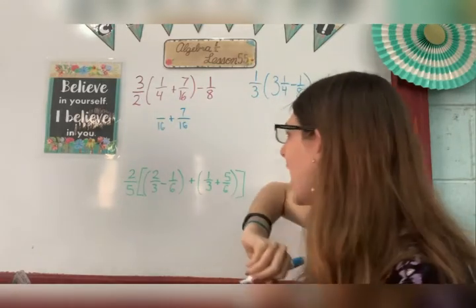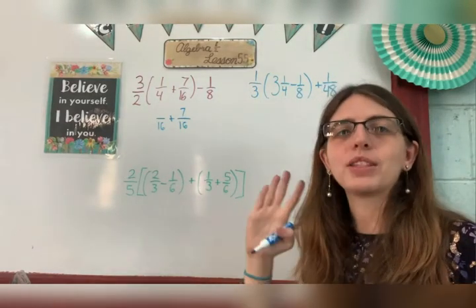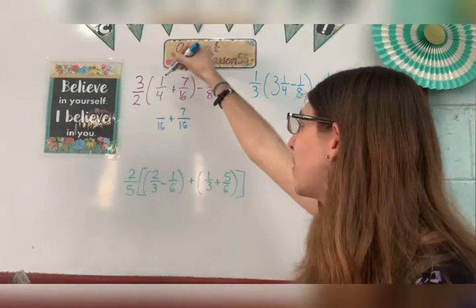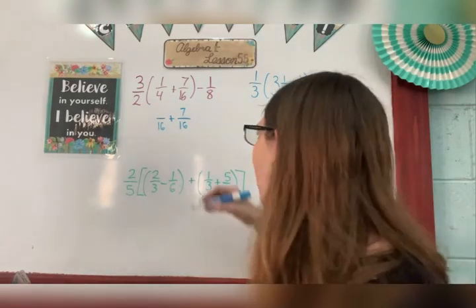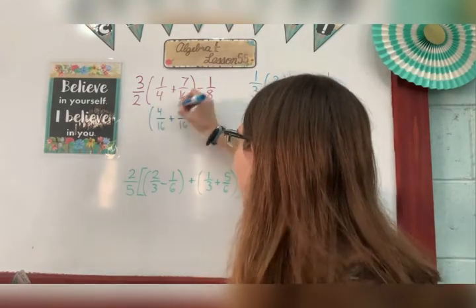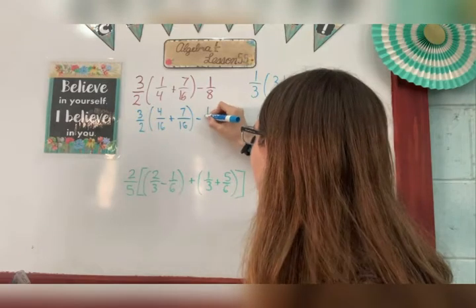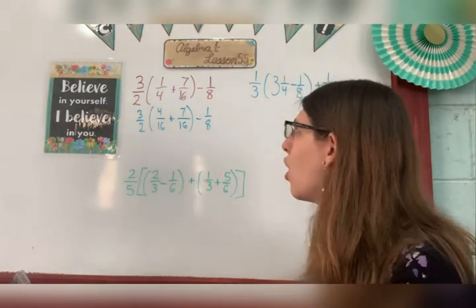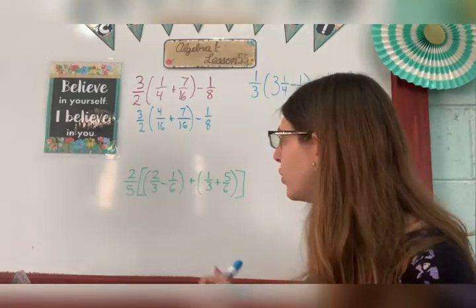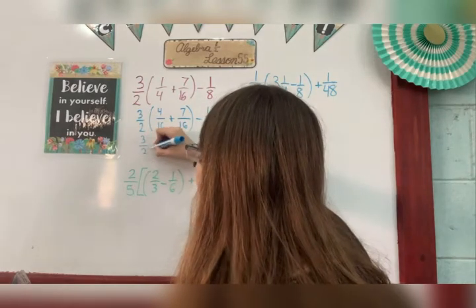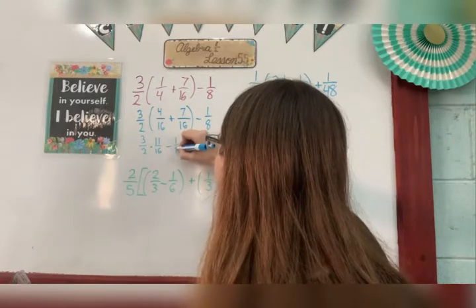But my first one, yes. So what do I multiply 4 by to get to 16? I multiply it by 4. So that means I need to multiply my numerator, which is 1, by 4 as well. 1 times 4 is 4. So inside my parentheses, I have 4/16 plus 7/16 that I'm going to multiply by 3/2 and then subtract 1/8. 4 plus 7 is 11. So I have 3/2 times 11 over 16 minus 1/8.